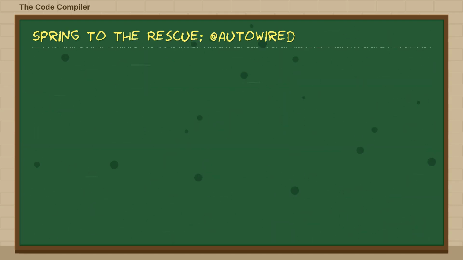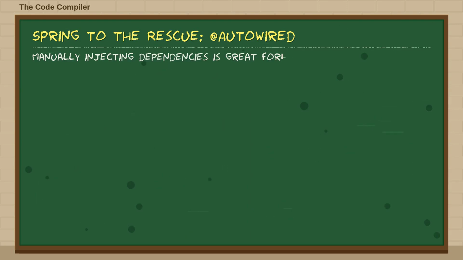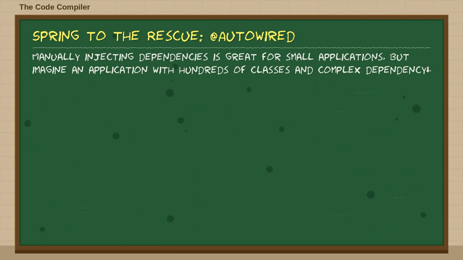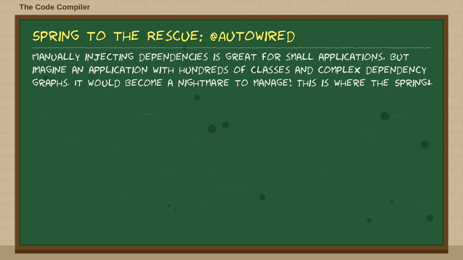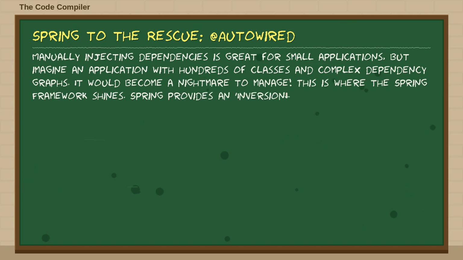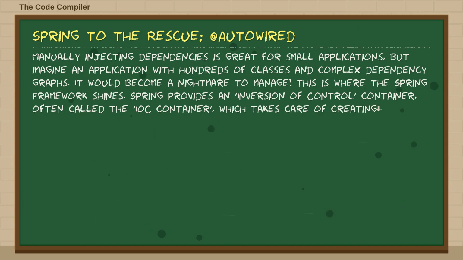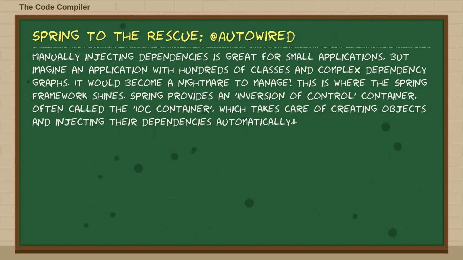Manually injecting dependencies is great for small applications, but imagine an application with hundreds of classes and complex dependency graphs. It would become a nightmare to manage. This is where the Spring Framework shines. Spring provides an inversion of control container, often called the IoC container, which takes care of creating objects and injecting their dependencies automatically.